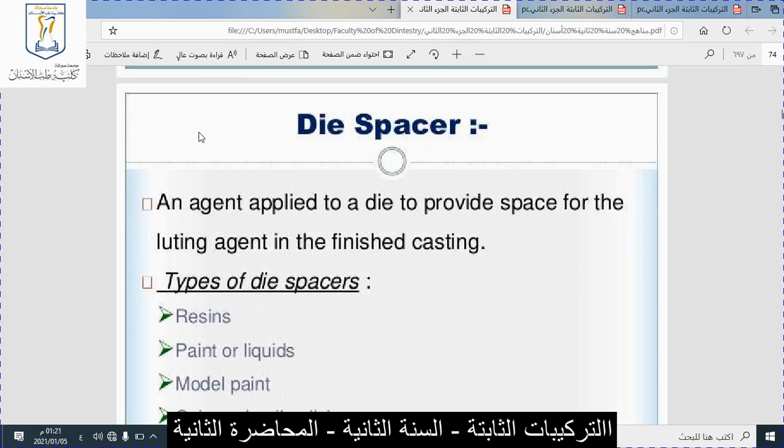The spacer gives three important things. The first is to make space for the dental cement and ease cementation, reducing hydrostatic pressure during cementation. Then it makes the cast easily seated onto the die, making seating easy during try-in or during checking and verification.